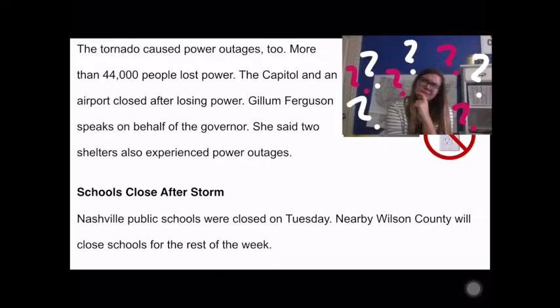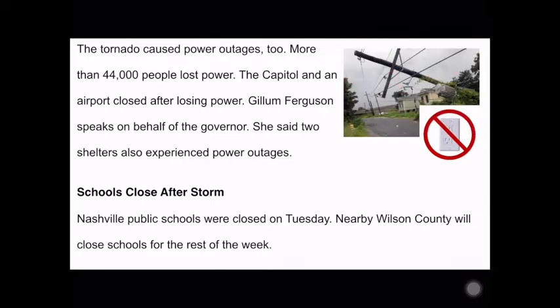How many people didn't have power after the tornado? Exactly. 44,000 people were not able to use their refrigerators or their lights in their house because the tornado had knocked down the power poles.